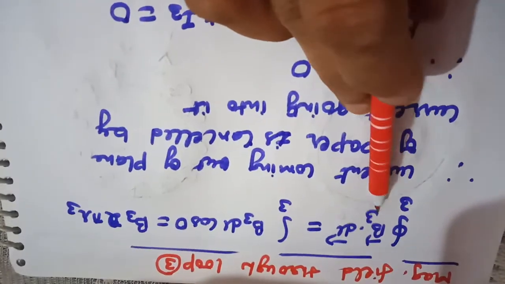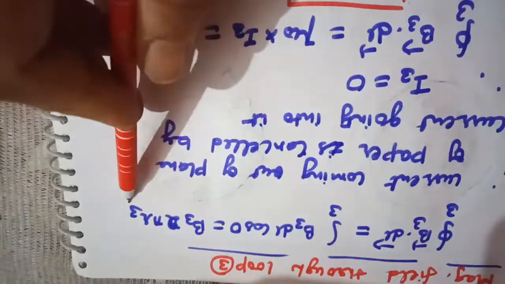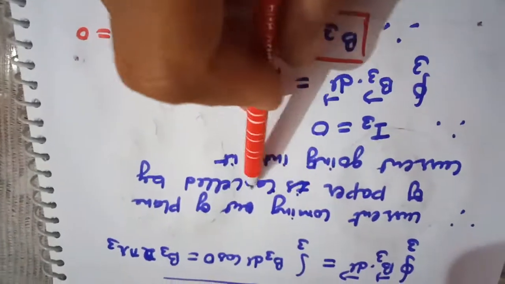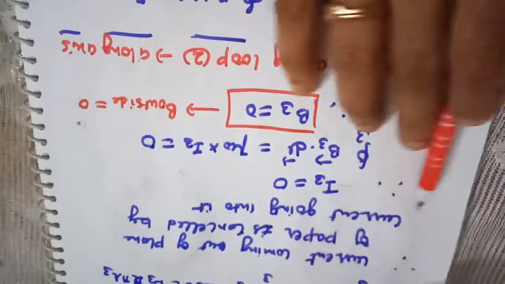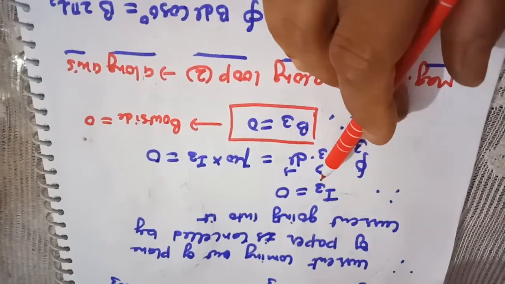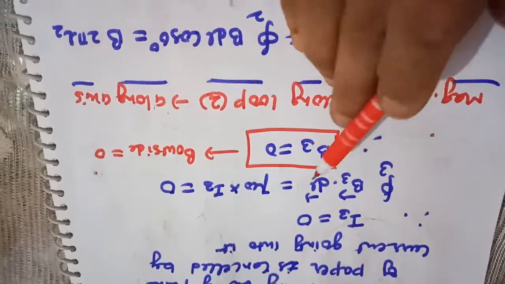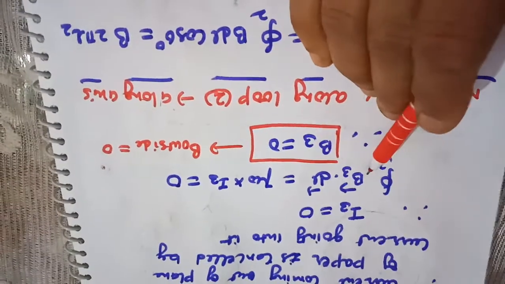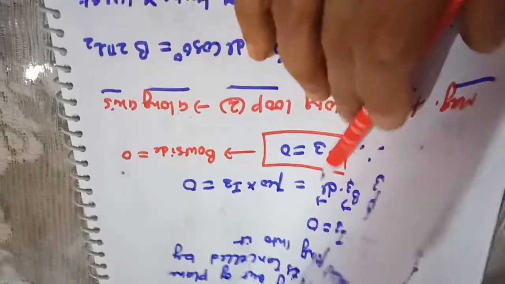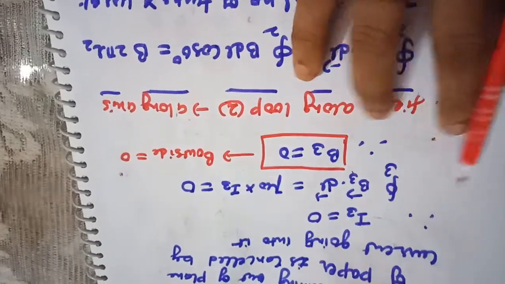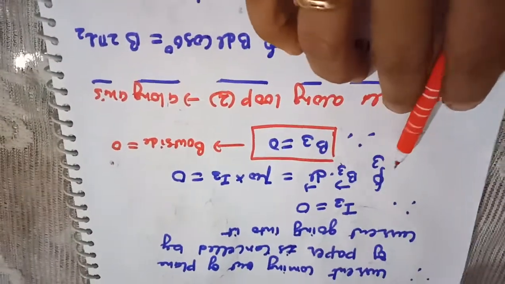Again the same condition: closed integral B3 dl cos 0 degree, so B3 2 pi r3. The current coming out of the plane of the paper is cancelled by the current going into the plane of the paper, so I3 is equal to 0. Then what will you write? Closed integral B3 dot dl is equal to mu naught into I3, and I3 is 0. So B3 is equal to 0. So no magnetic field exists outside the toroid also.